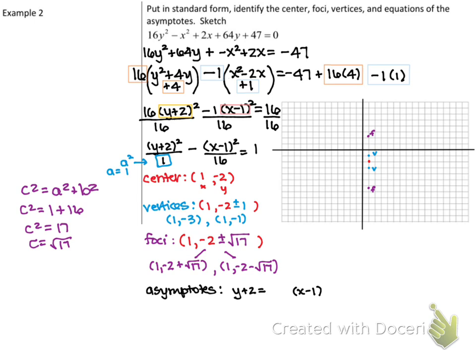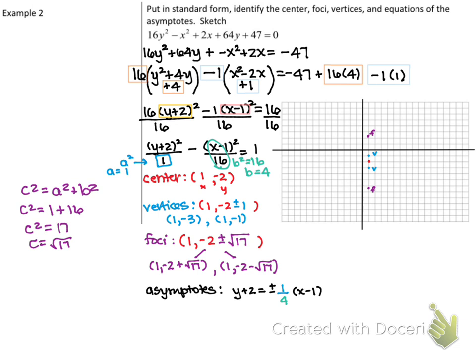And just remember that slope is rise over run. Well, the rise is what's under the y, so that's going to be 1. And then the run is whatever's underneath the x. But remember, that's b squared. So b is equal to 4. Don't forget plus minus.